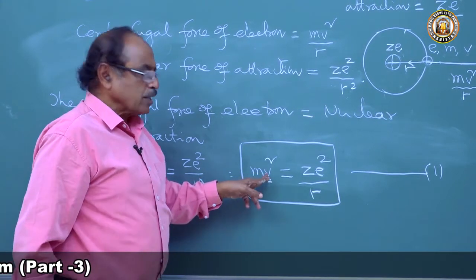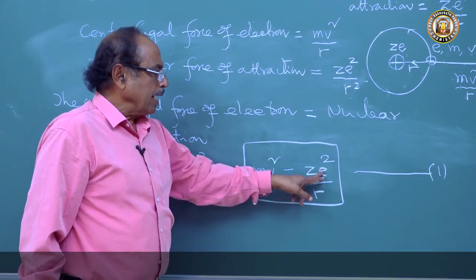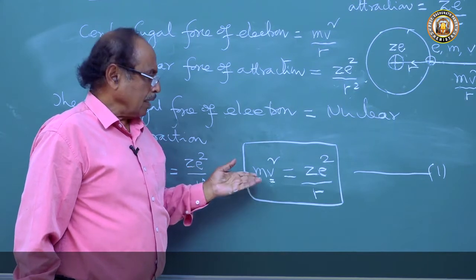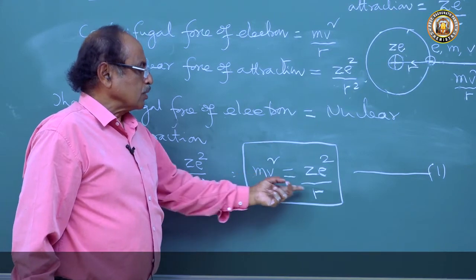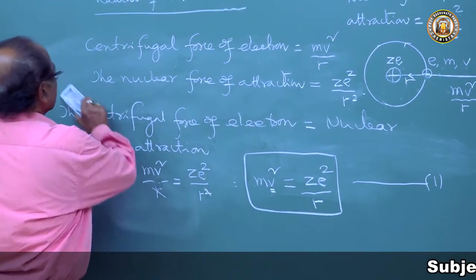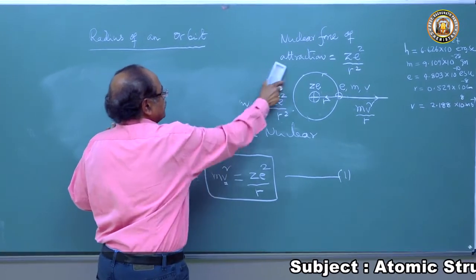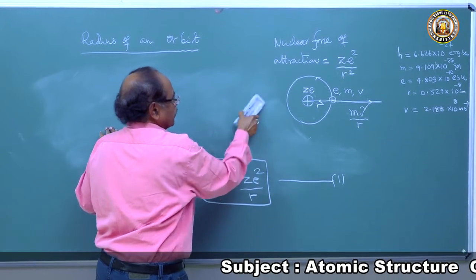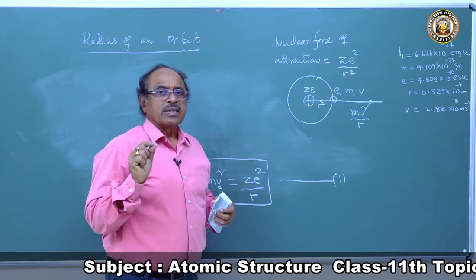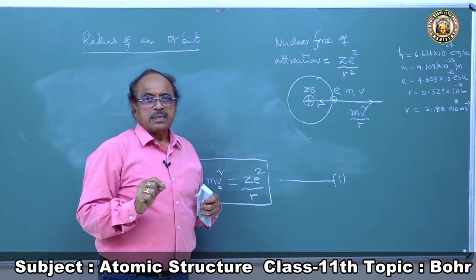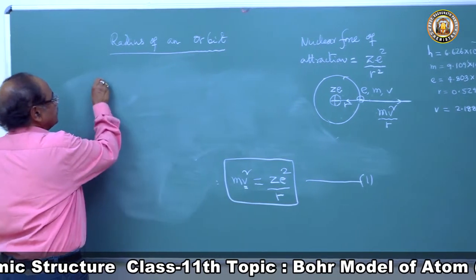If we can express this v in terms of m, r and e, or m, Z, r, all these quantities, then we can solve for r. So if we look at the last postulate of Bohr, the angular momentum, what Bohr has proposed: the angular momentum of an electron is quantized, meaning fixed. It depends upon the radius of the orbit.